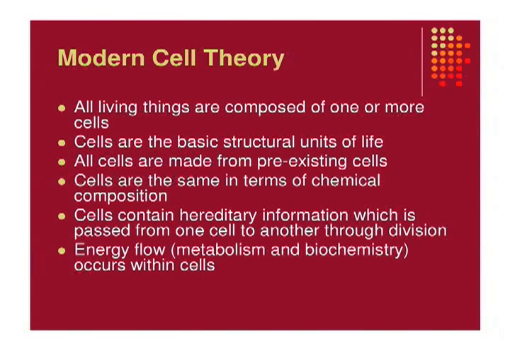Okay, so the modern cell theory states that all living things are composed of one or more cells. The cells are the basic structural units of life, and they're made from pre-existing cells. The cells are the same in terms of the chemical composition, and the hereditary information is passed on from one cell to another through division. There's also energy flow within the cells, and this occurs through metabolism and biochemistry.